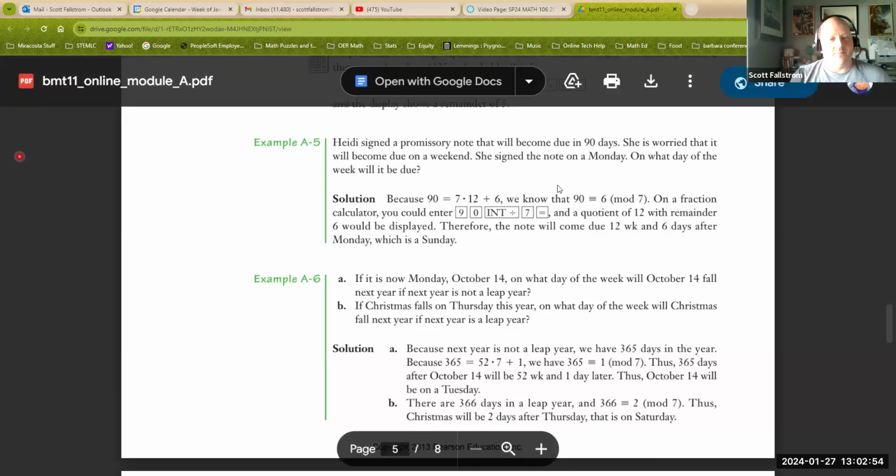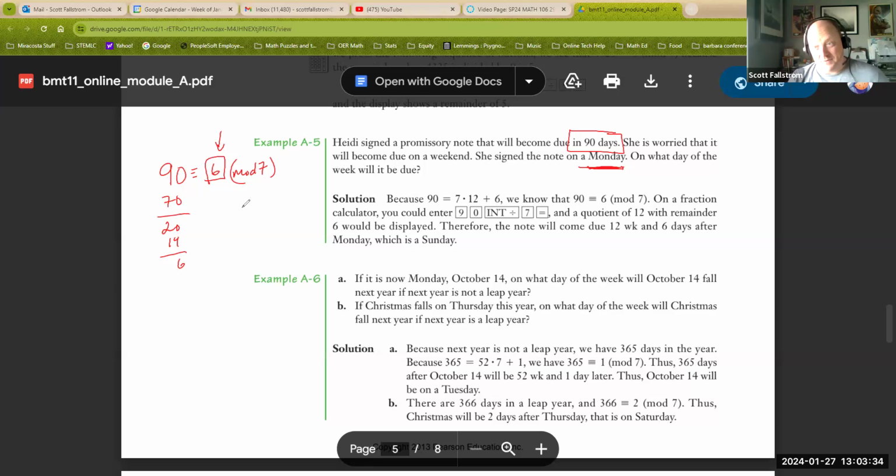So if you know something, like in this case, you sign the note on a Monday and it's due in 90 days, then you could say, well, wait a minute, 90 is congruent to what mod 7, because we're grouping with 7s. Go ahead and do the division. Take off a whole bunch of 7s. Like I could take off 70. That gives me 20. And I can take off another 14. And that gives me 6. So the remainder is 6. So 90 is congruent to 6 mod 7. So if it starts on a Monday, you go forward 6 days to find out when it's going to be due.